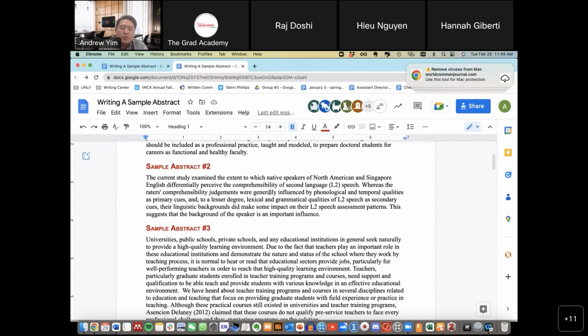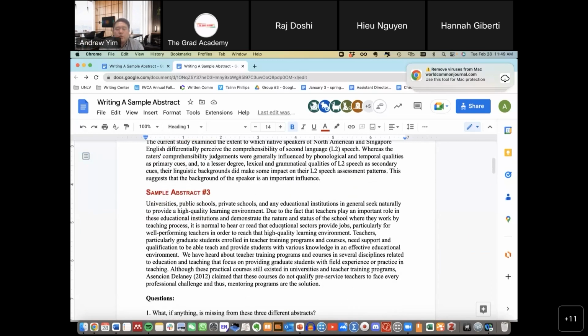And then abstract 3 will be the longer one. Sometimes you might have a very long abstract that looks good on paper, but then you realize there's a lot of information that doesn't need to be there. So sample abstract 3 says universities, public schools, private schools, and any educational institutions in general seek naturally to provide a high quality learning environment.